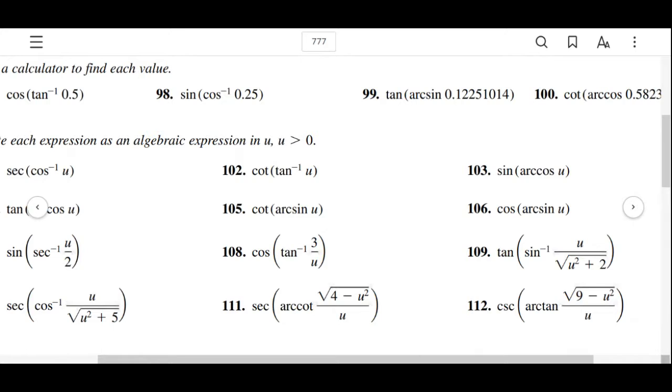Hey, Professor, quick question about the test next week. Will there be a graphing portion? No. Okay, thank you.